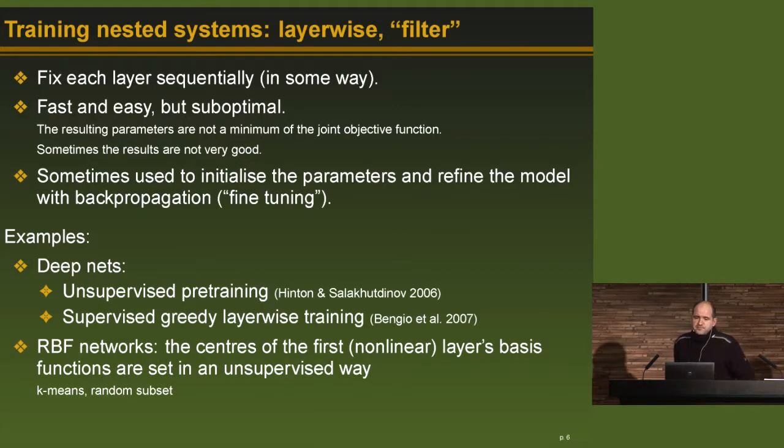Another approach is so-called layer-wise or filter approaches. What these do is basically they are going to fix each layer sequentially, starting from the first one to the last one, in some way. And this is fast and easy, but it is suboptimal because it is not optimizing the correct thing. Examples of these are the pre-trained approaches that have become very popular in the last few years for training deep nets.